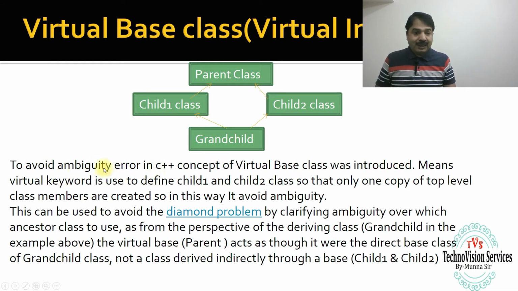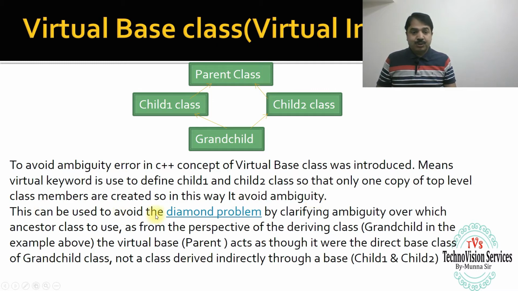So to avoid the ambiguity error in C++, the virtual base class was introduced. The virtual keyword is used to define the child 1 and child 2 classes so that only one copy of the top level members is created. In this way it avoids ambiguity.